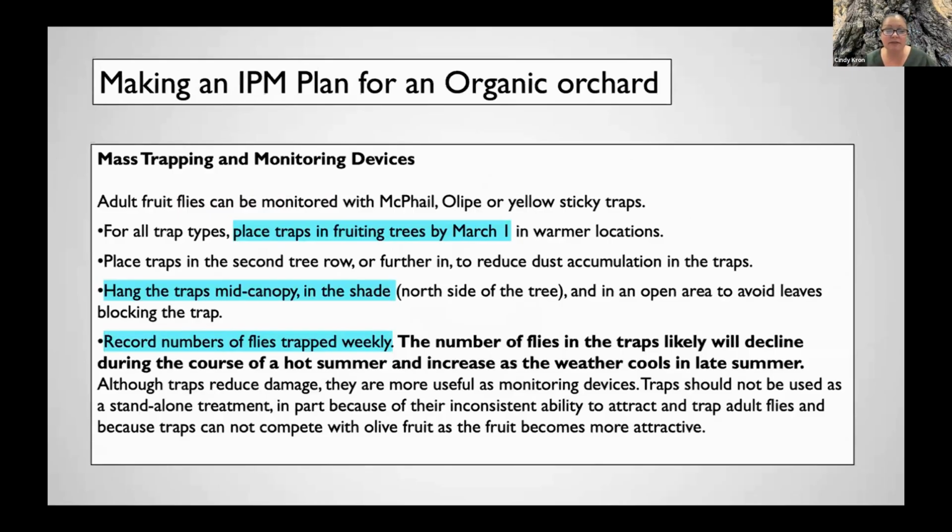Where are they most effective? And then you're going to want to record those numbers of flies weekly. So you're going to have to collect the traps, assess how many flies are in it, and then keep track of those numbers so you can see the population increase and when you have to respond with some type of treatment.